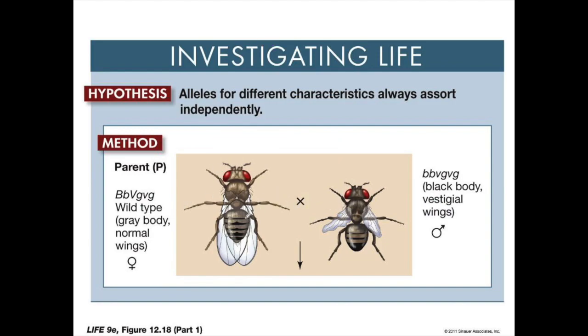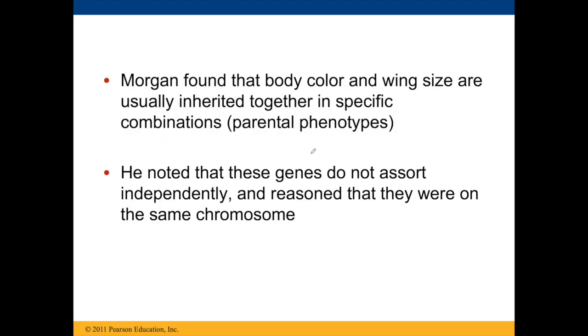So if we're starting out with these two flies, so this fly is heterozygous for the B gene and heterozygous for the VG gene, and this fly is homozygous recessive for both genes, then when you mate them together, if the genes sorted independently, then what you should get is equal numbers of all four possible phenotypes. It should be a 1:1:1:1 ratio for the four possible phenotypes. However, that is not what Morgan saw. What Morgan saw is that body color and wing size are usually inherited together in specific combinations, so ones that looked like the parents. He noted that these genes do not sort independently, and the reason is because they actually are on the same chromosome.